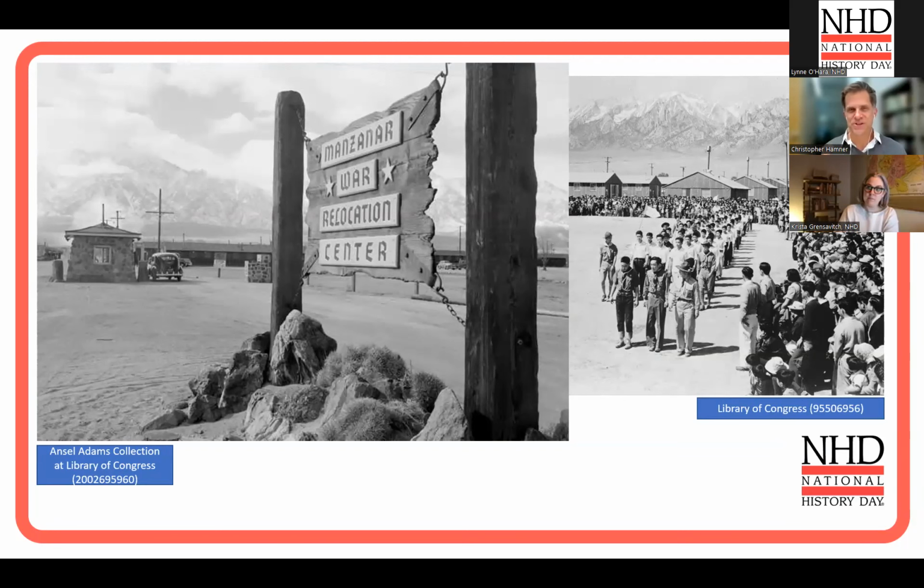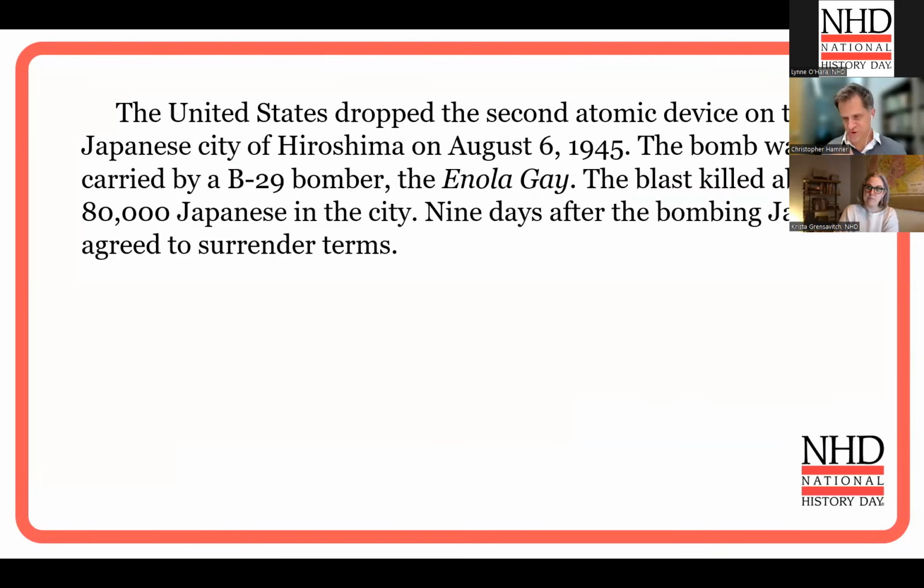So we're gonna talk a little bit about the end of the war, and use as our examples just some kind of stock paragraphs about the atomic bombing. So let's take a first quick look at a draft paragraph here. The United States dropped the second atomic device on the Japanese city of Hiroshima on August 6, 1945. The bomb was carried by a B-29 bomber, the Enola Gay. The blast killed about 80,000 Japanese in the city. 9 days after the bombing, Japan agreed to surrender terms.